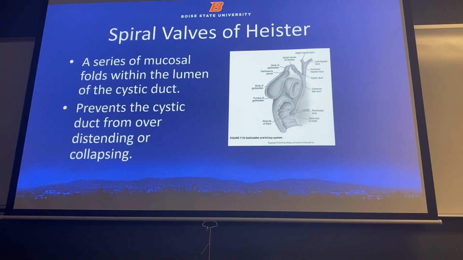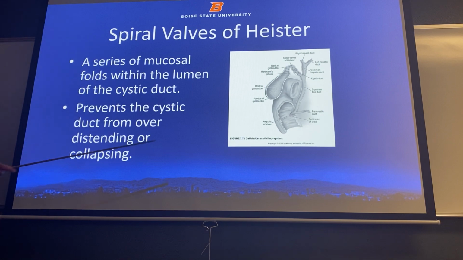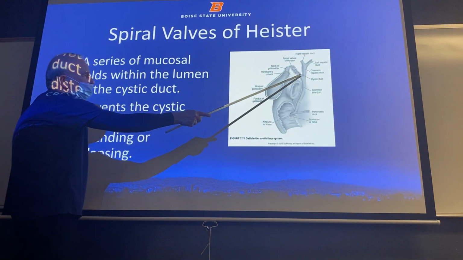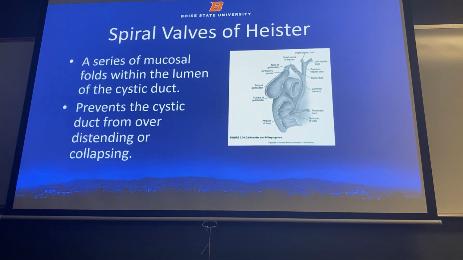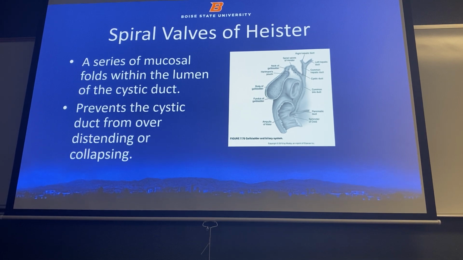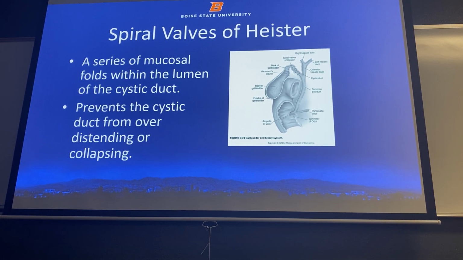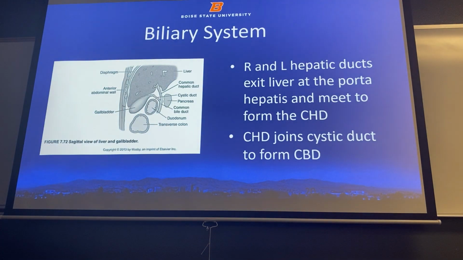Valves of Heister are basically nothing more than small mucosal folds that help cut down that debris we talked about from going into the common bile duct. It's kind of a last-gap defense from stones entering that area. And then again, here's just a different perspective of the gallbladder, the GI tract, things like that.